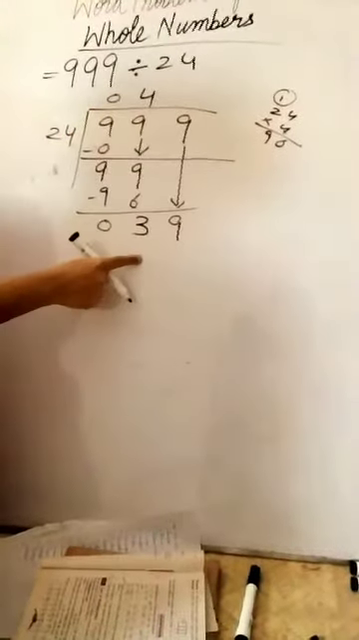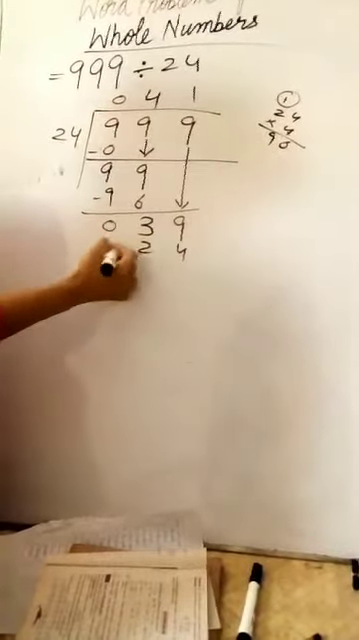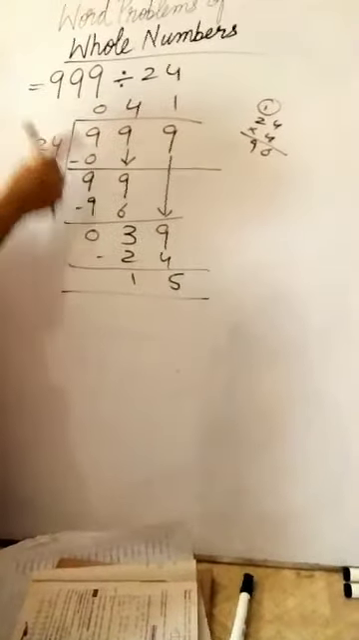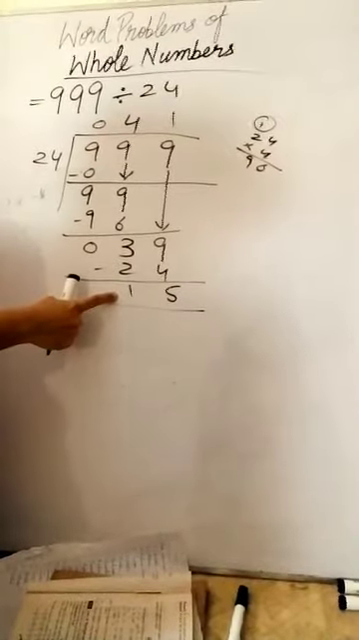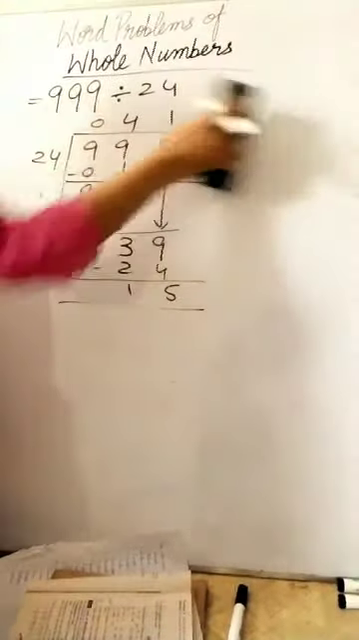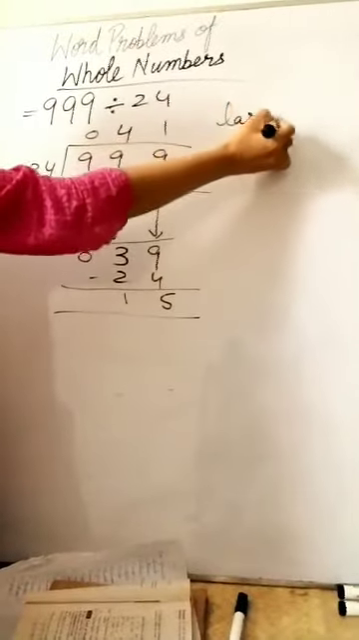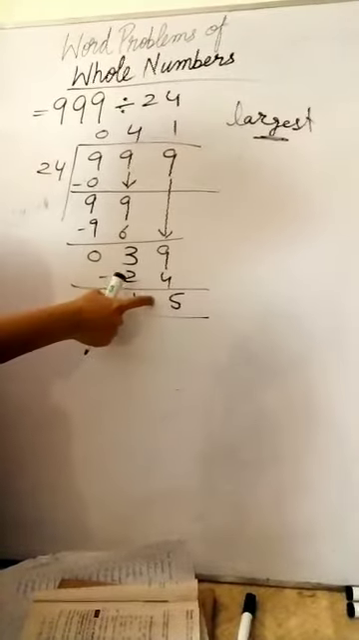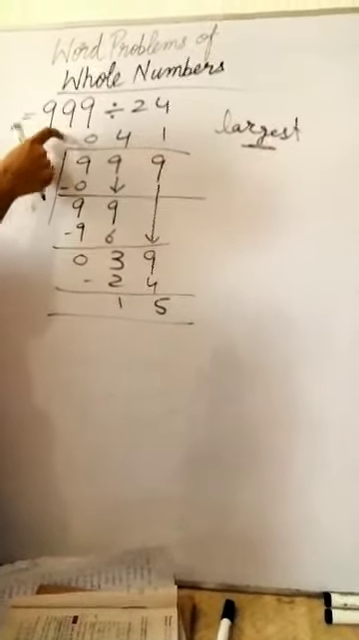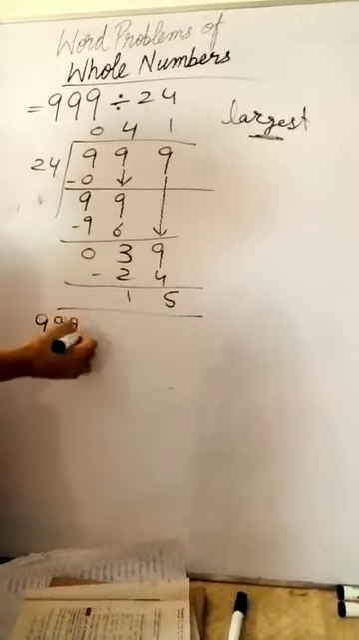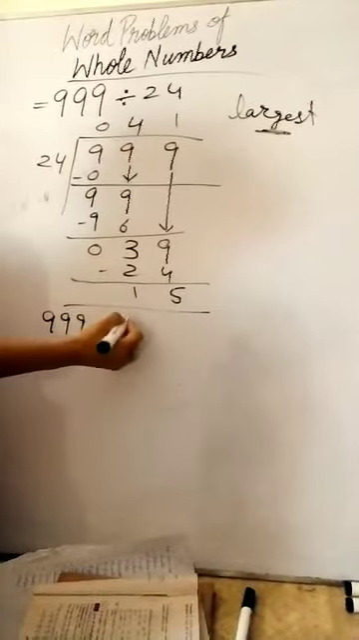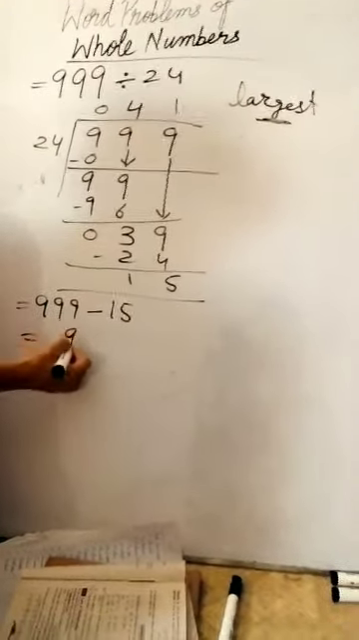24 times 2 is 48, not possible. 39 is smaller, so 24 times 1 is 24. 9 minus 4 is 5, 3 minus 2 is 1. It is not exactly divisible. Again we have a remainder. So when the clue is largest, you need to subtract your remainder from the largest value, the dividend. So minus 15, the answer will be 984.